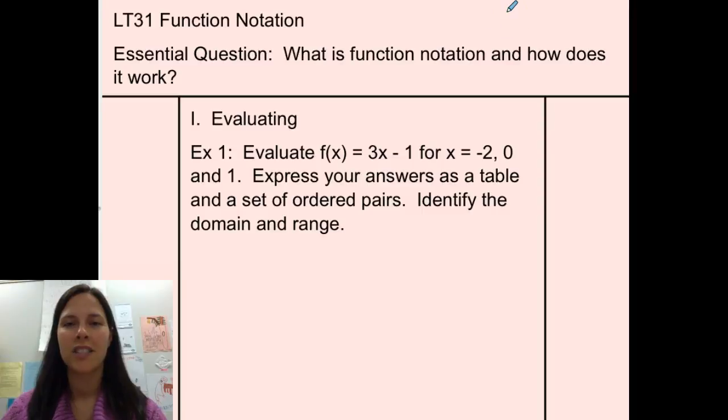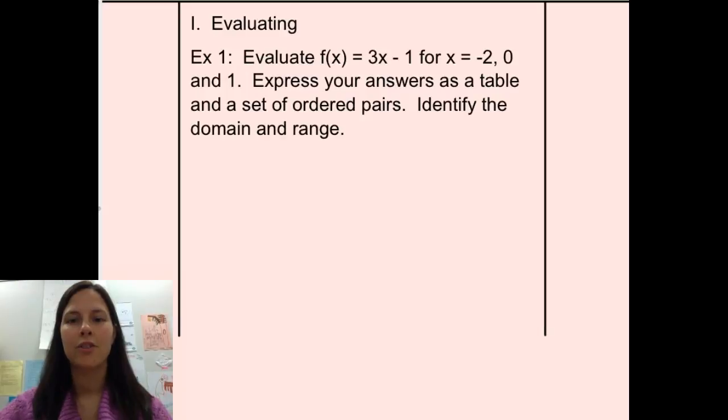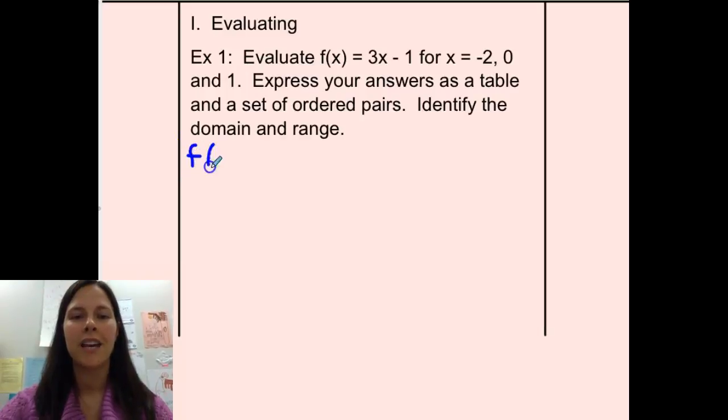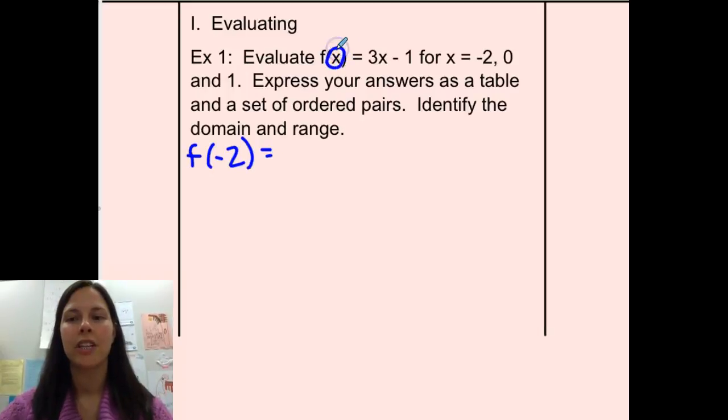Our essential question today is, what is function notation and how does it work? Hopefully after a few examples, you'll understand a little bit better about what function notation is. Starting off with a function that is 3x minus 1, and we're given these different x values. So we're going to put the x values into the function. So notice we're replacing x over here with -2. So I am also going to replace x on the other side of the equal sign with -2.